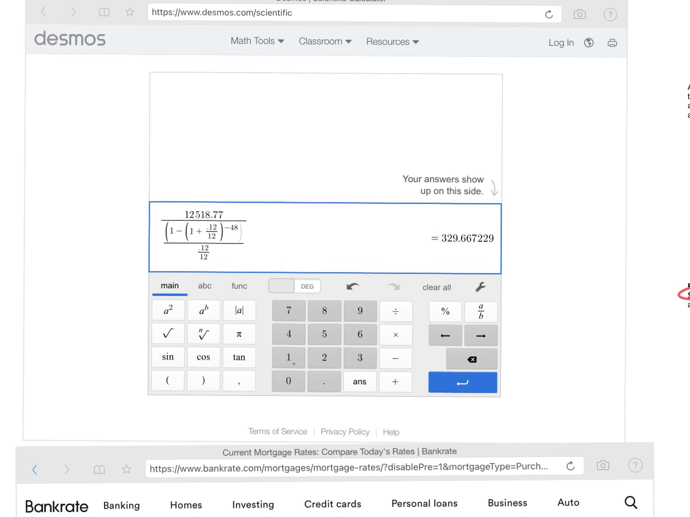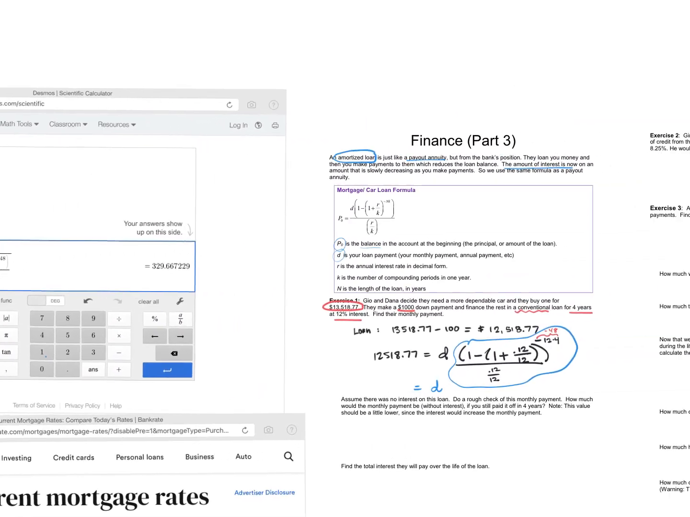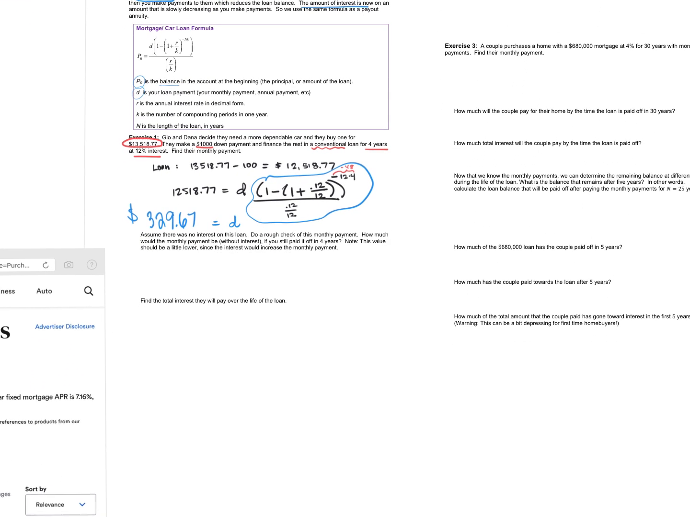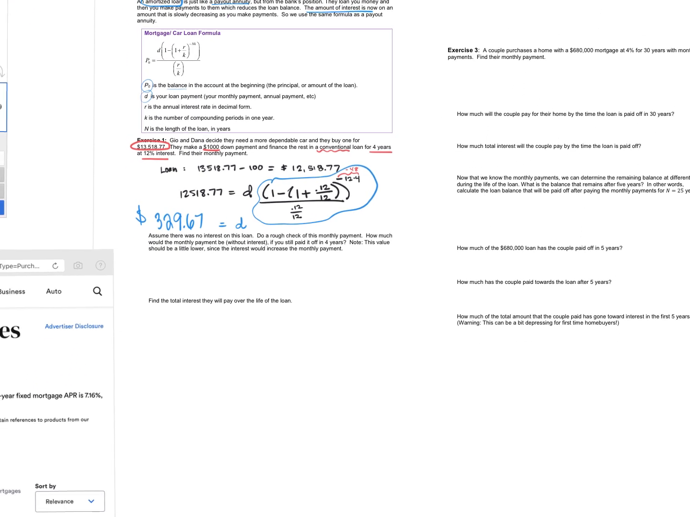So you can see my payment there, it's $329.67 if you did everything correctly. And so we're going to re-enter that, $329.67. So assuming that there was no interest on this loan, just to do a quick rough double check, one way to do that is to take the amount that I was getting my loan for and just do a quick divide by the number of payments you'd make.